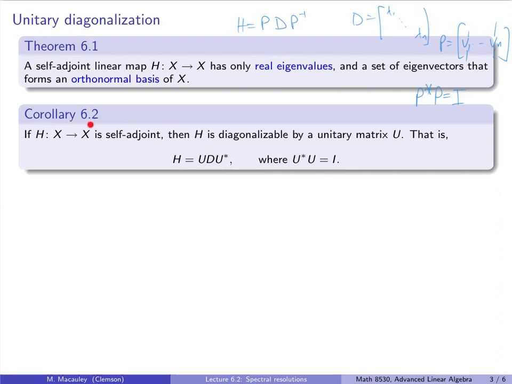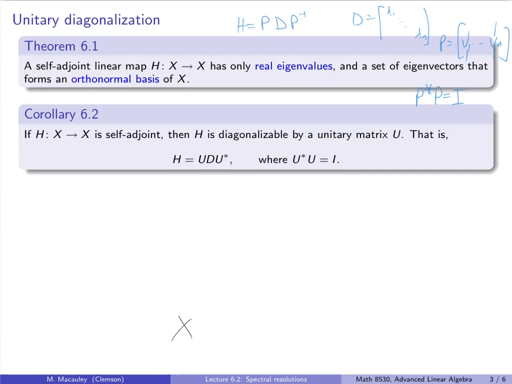We usually write it as a U. So a corollary to 6.1 says that any self-adjoint linear map is diagonalizable by a unitary matrix. In other words, H equals U D U star, where U star times U is the identity. So U star is equal to U inverse by this relation. And so you can think of U as an isometry. It is a complex rigid motion.